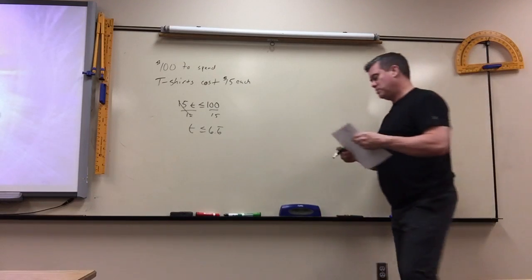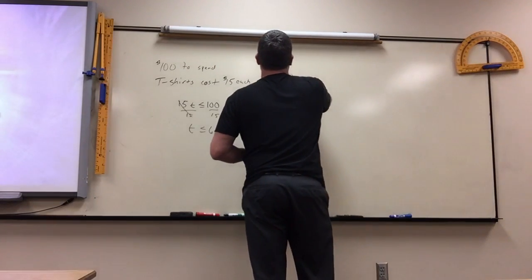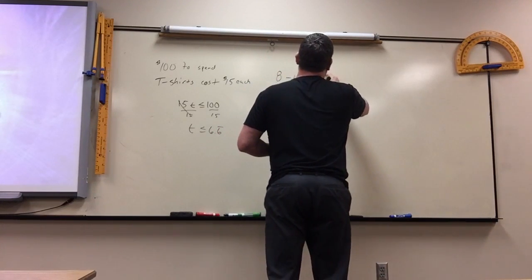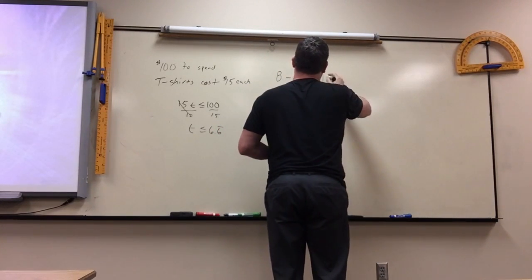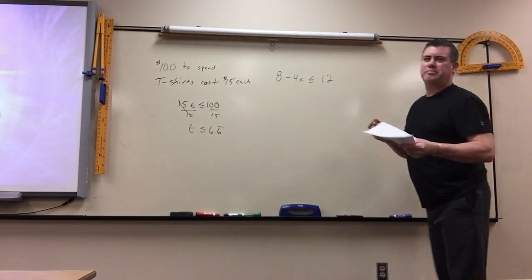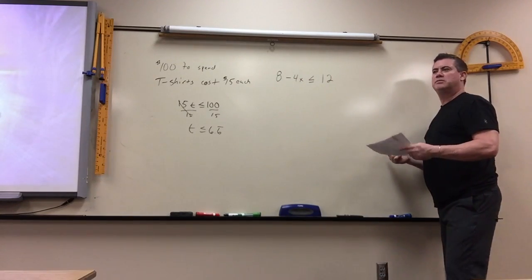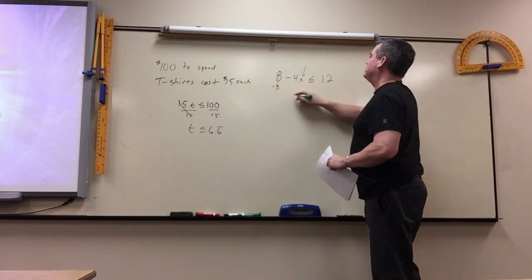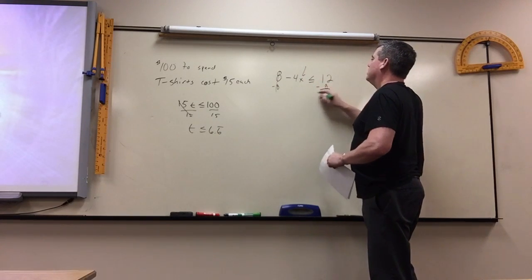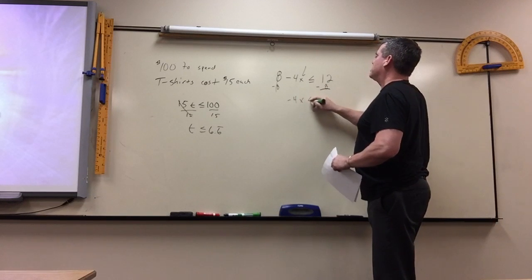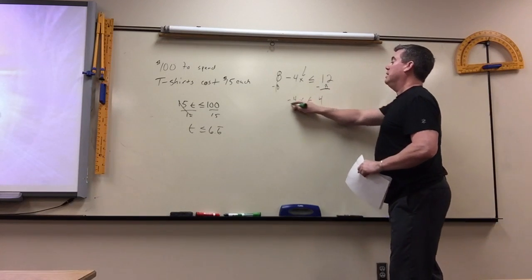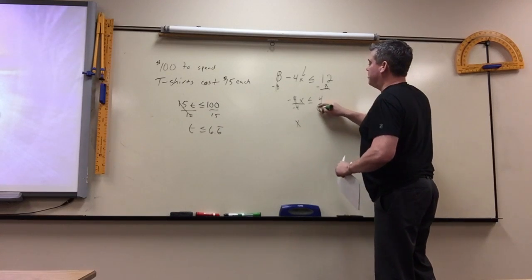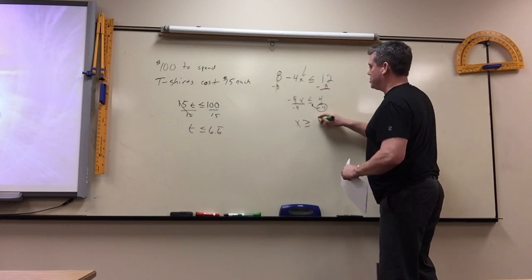I didn't do one, but I suppose I should. If you've got a two-step, okay, same thing as an equation. You get the x by itself, so get rid of the 8, so you subtract 8. You get negative 4x less than or equal to 4. Divide by negative 4. So when you divide by negative, switch the direction of the sign.